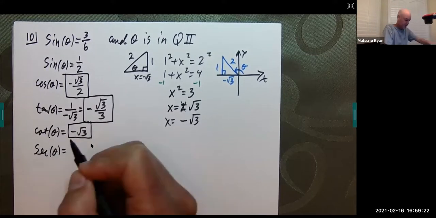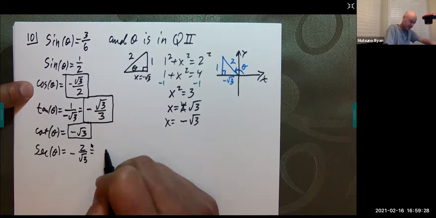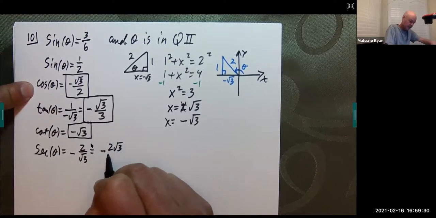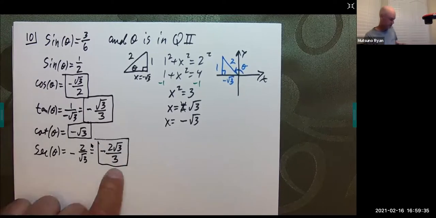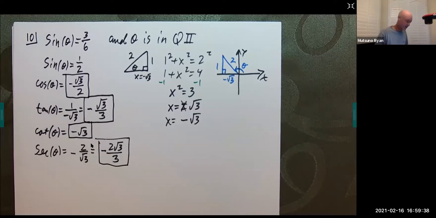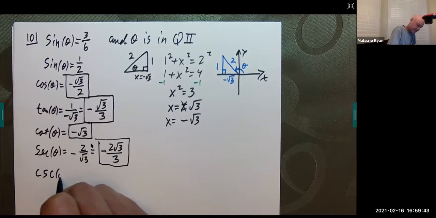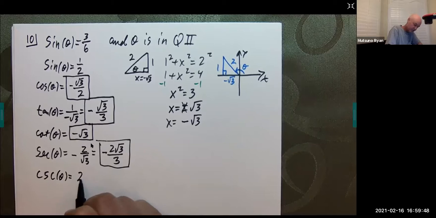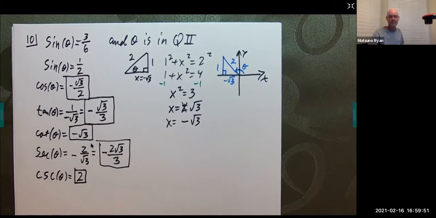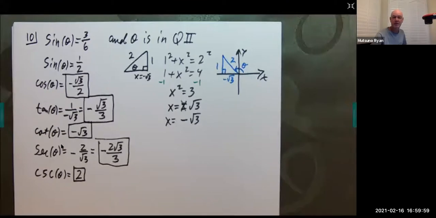Secant of theta is the reciprocal of cosine. So it's going to be negative 2 over root 3. And if we rationalize that, that'll be negative 2 root 3 over 3. Again, old school, we always rationalized our denominators. Again, they're getting a little more loose on that nowadays. And cosecant of theta is the reciprocal of sine. So the reciprocal of sine is going to be 2 over 1, or just 2. All right, we're getting there.